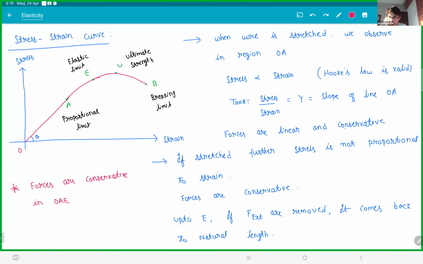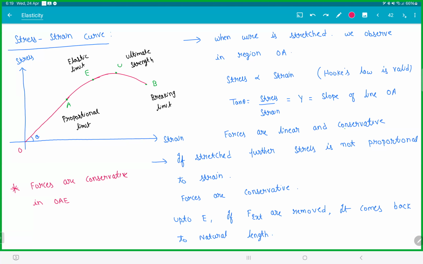Meaning path independent, right? Conservative meaning non-dissipative forces, right? Basically, which are path independent. Clear?